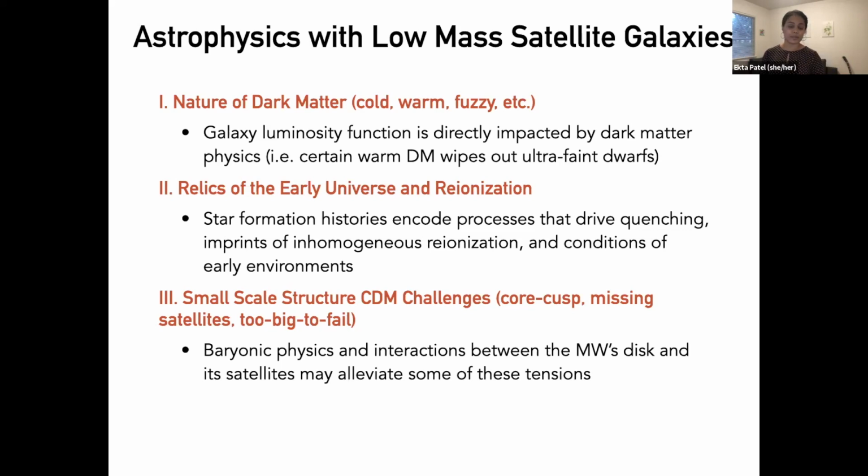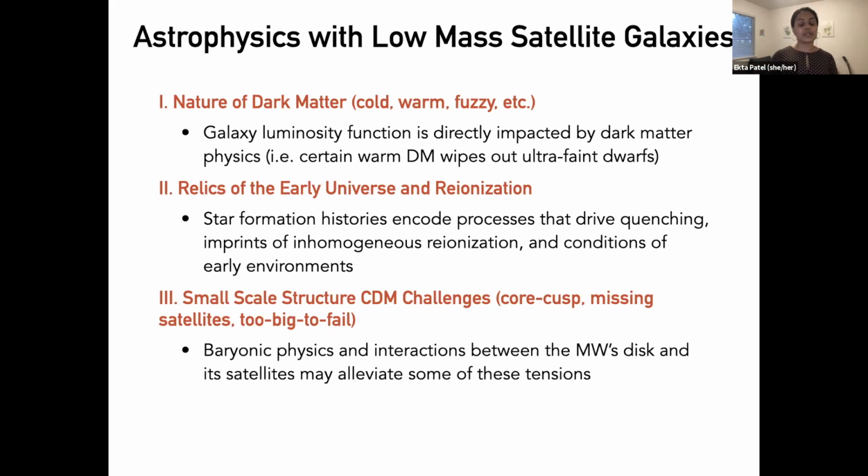And of course, when you have a large population of these low-mass galaxies, you can start to really ask the question of whether these are true tensions in Lambda CDM, or whether, as we learn more information about more and more of these satellite galaxies, by including baryonic physics and other interactions, such as interactions between these satellites and the Milky Way's disk, these tensions can be alleviated and potentially eliminated altogether.